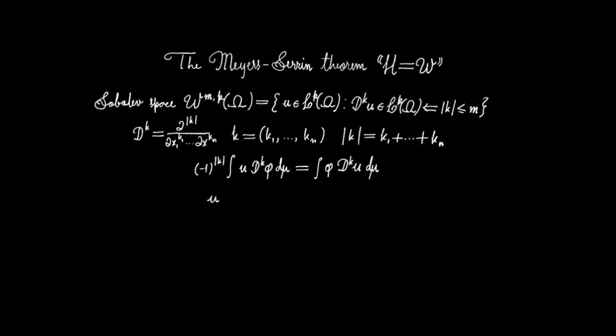And Sobolev spaces are normed vector spaces, the Sobolev norm being just the sum of the L^p norm of each of its derivatives.